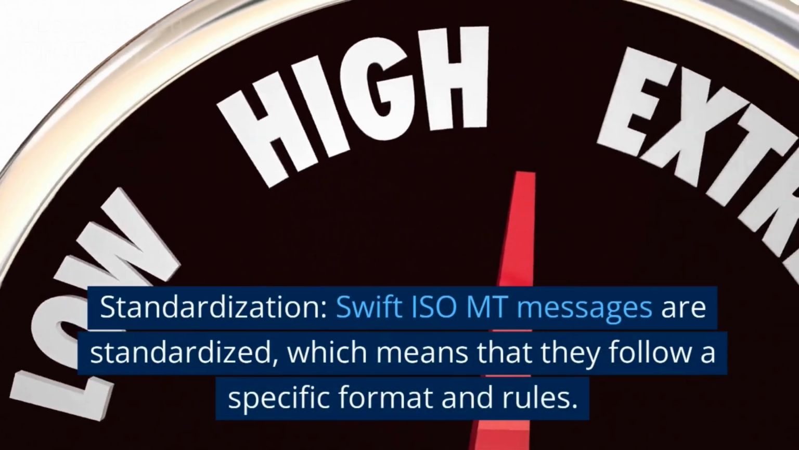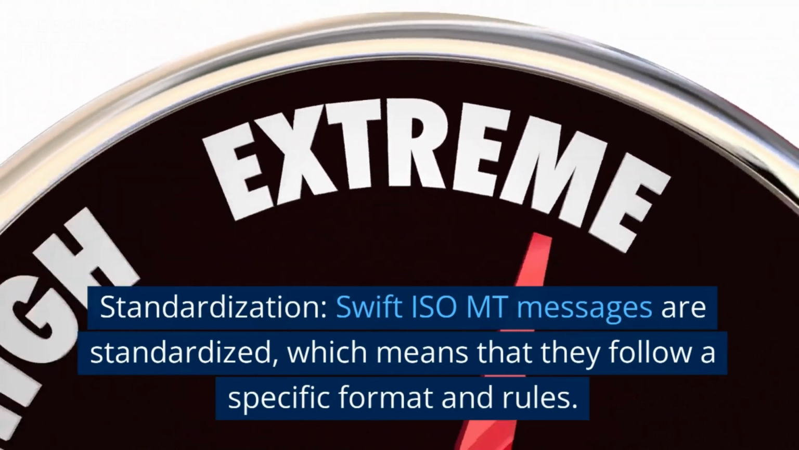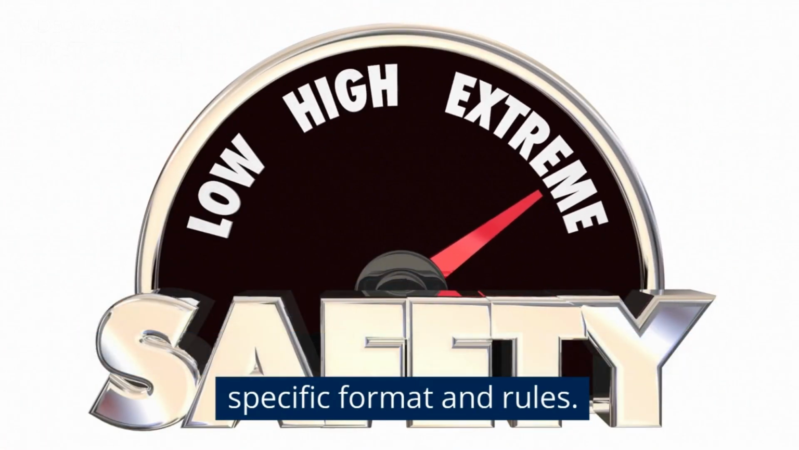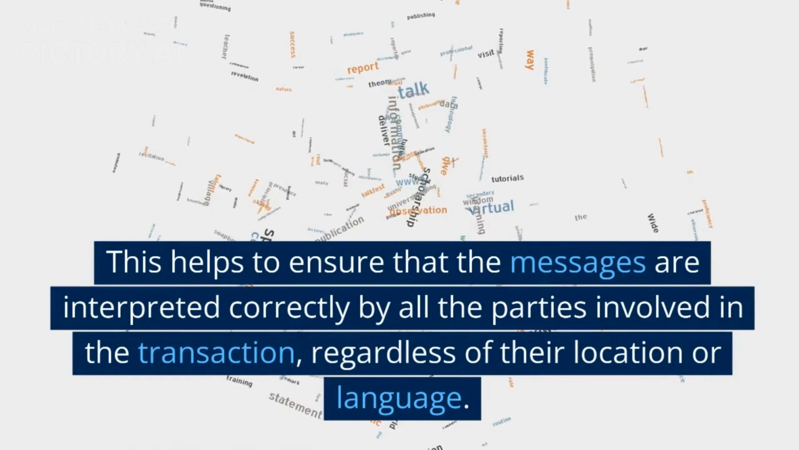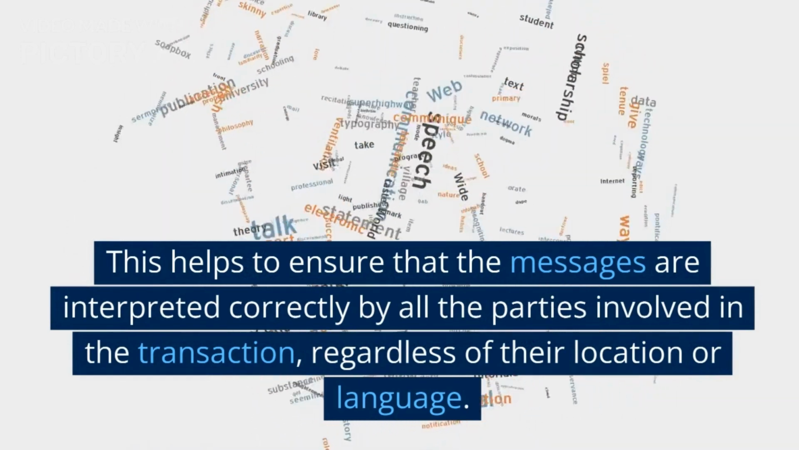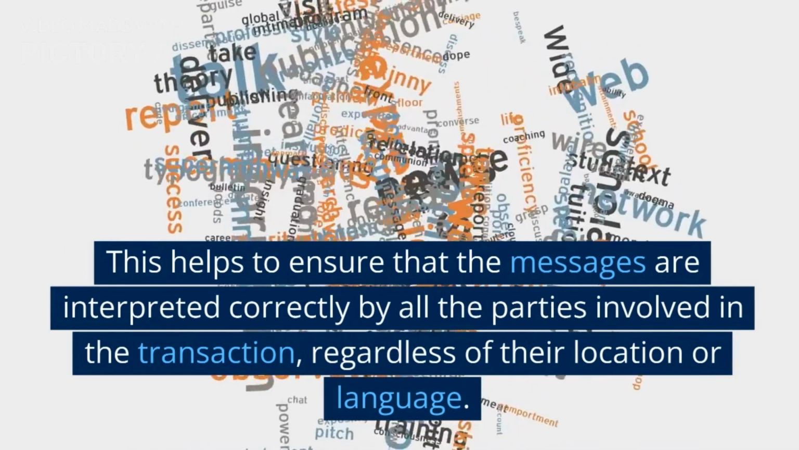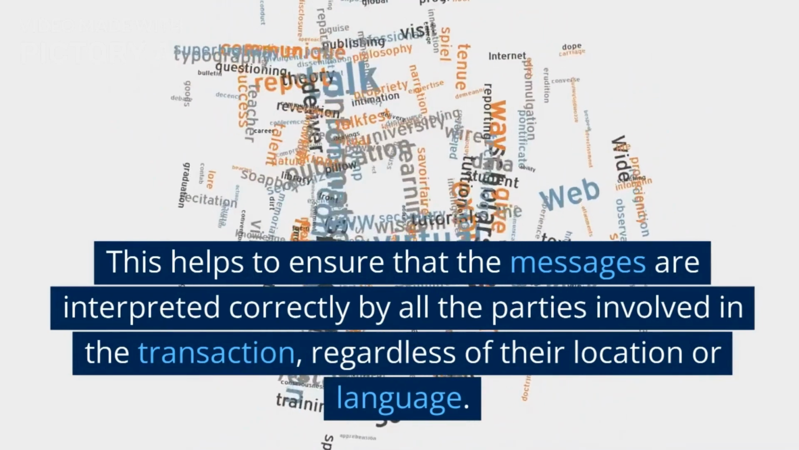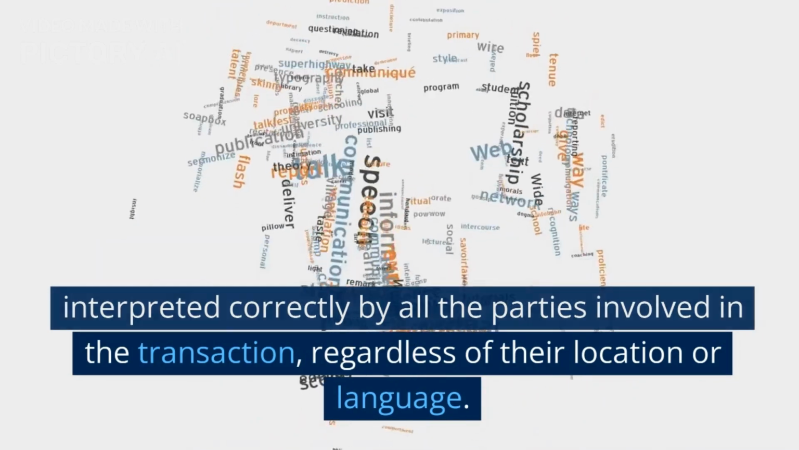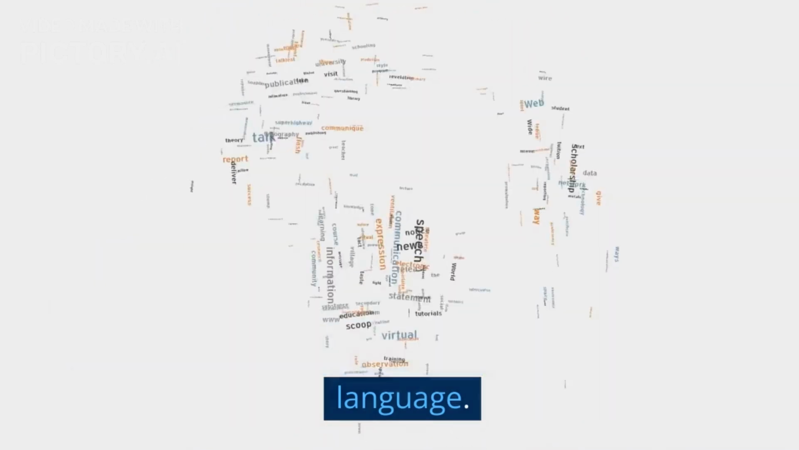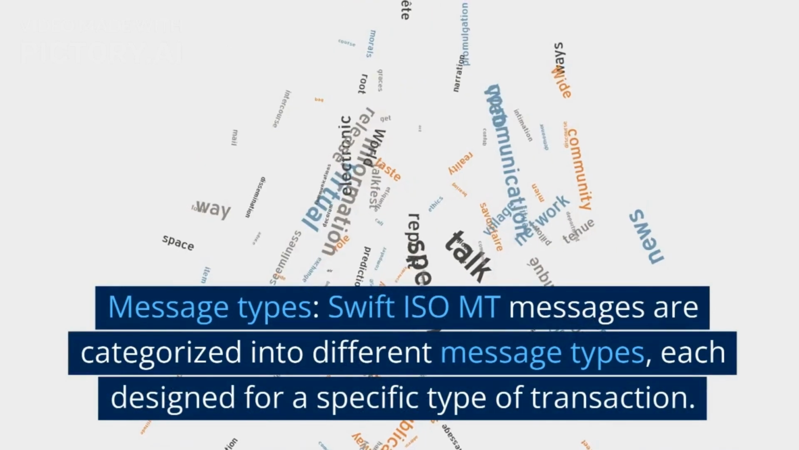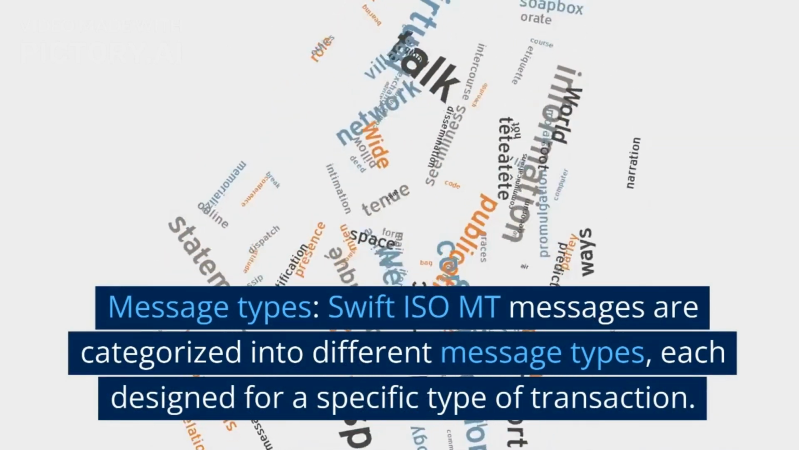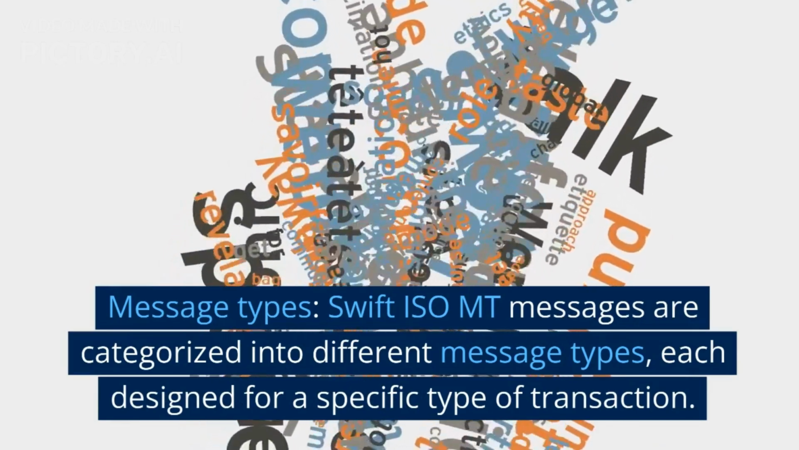Message types: SWIFT ISO MT messages are categorized into different message types, each designed for a specific type of transaction. For example, the MT103 message type is used for single customer credit transfers, while the MT202 message type is used for general financial institution transfers.